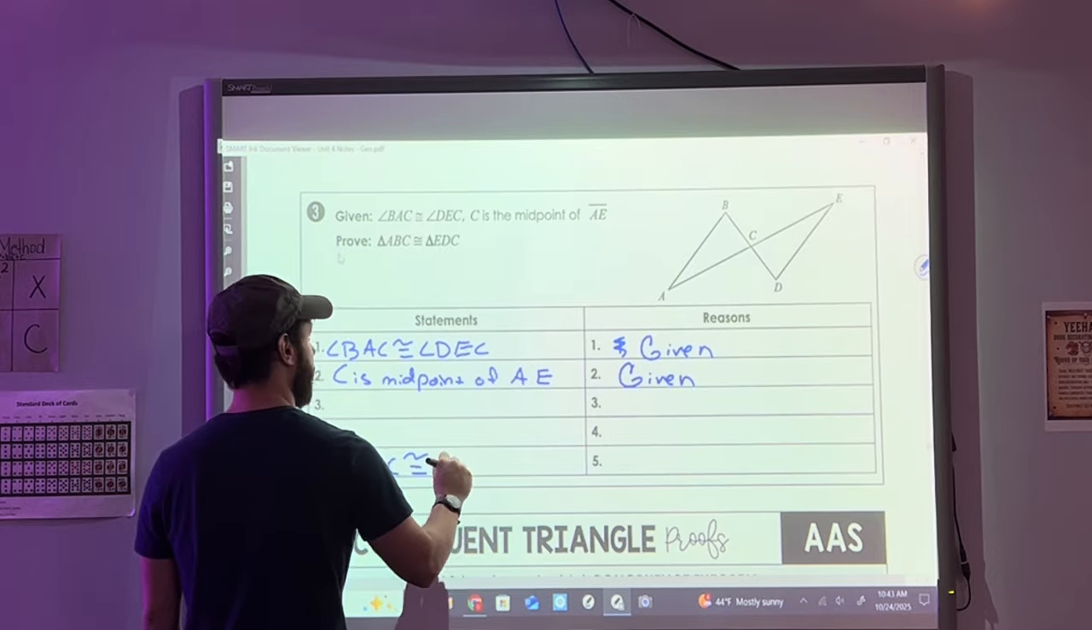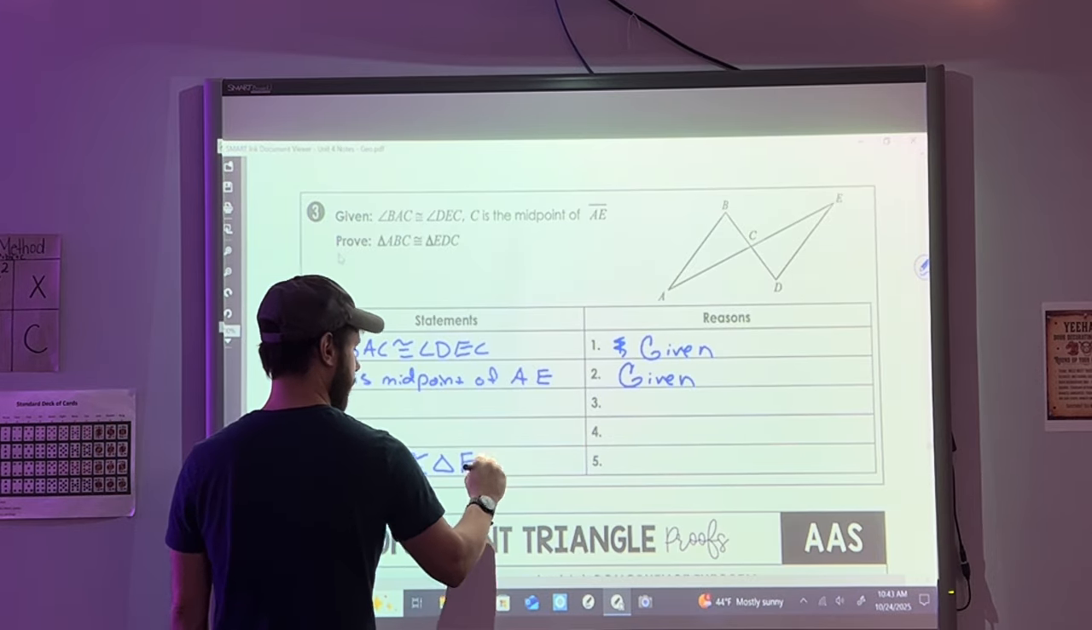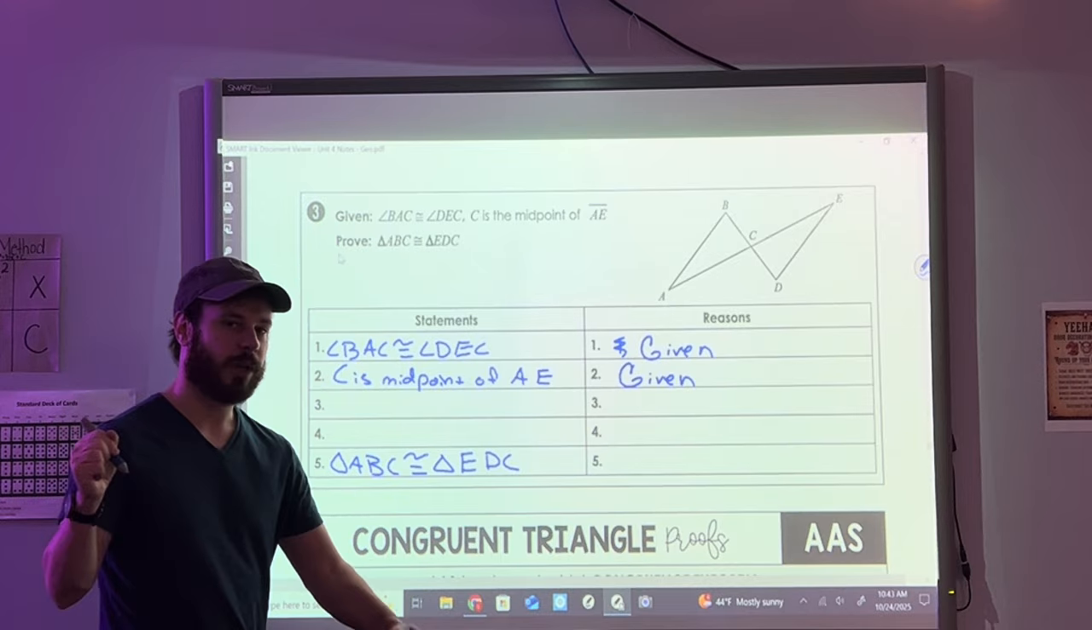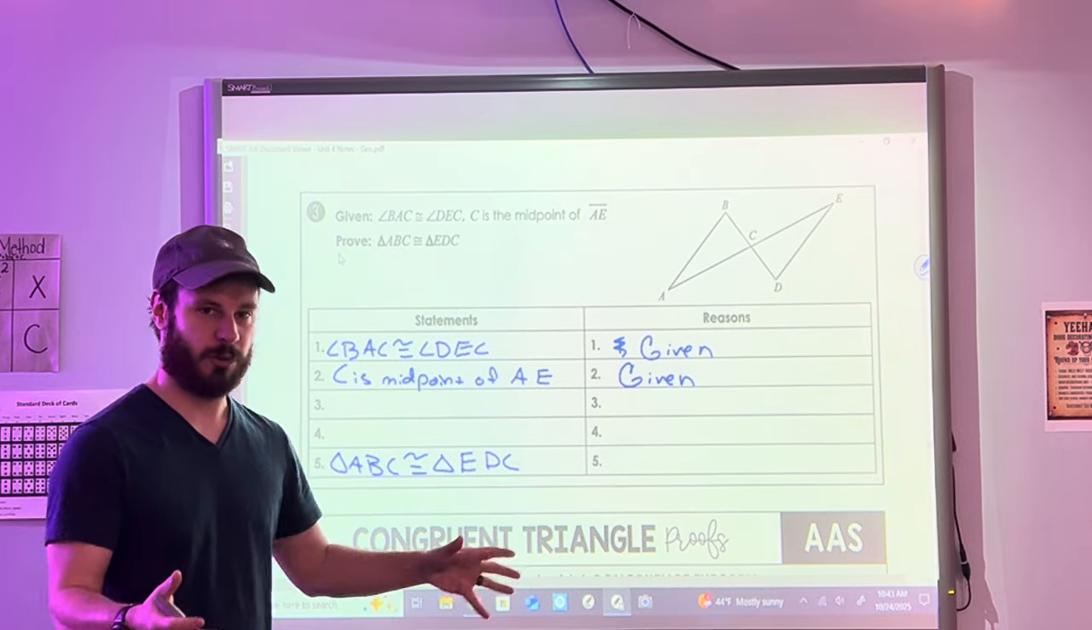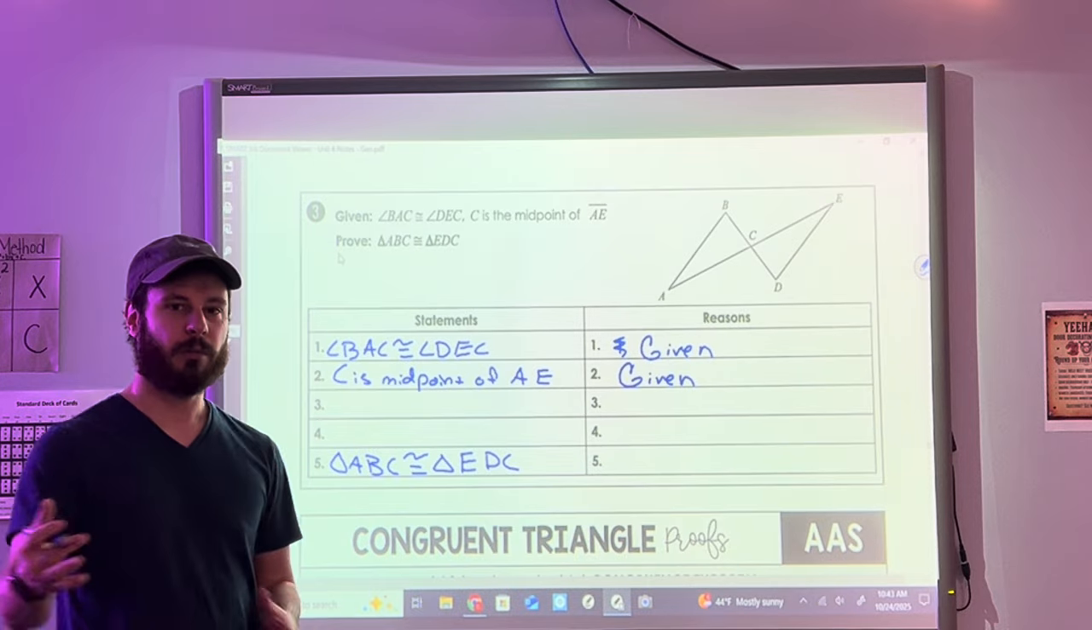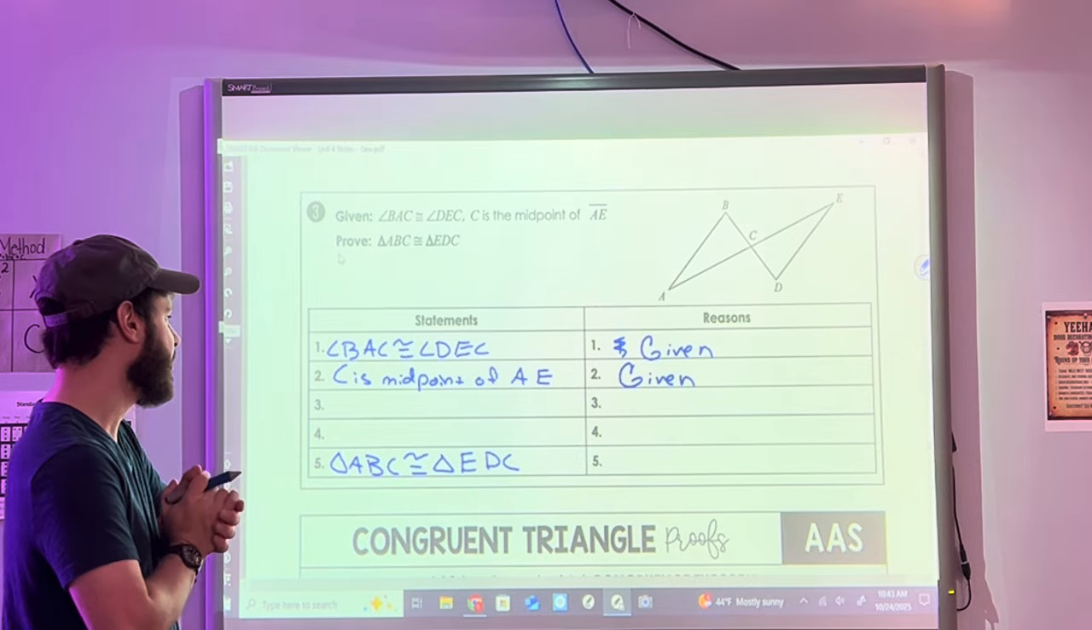I almost drew outside of the box. Angle, no, it's triangle EDC. I'm recording like three hours at this point. I'm going on, so I'm getting a little loopy. The fatigue is setting in.